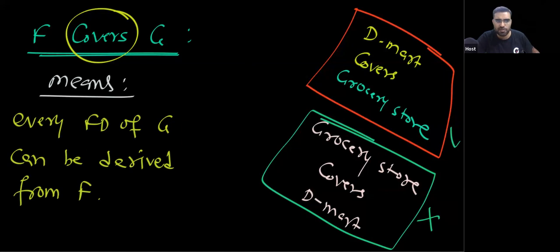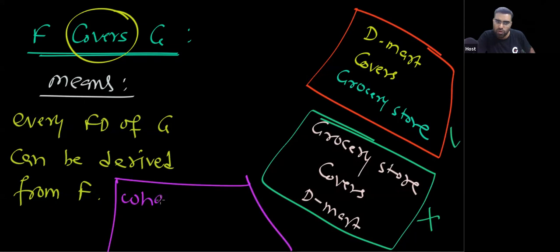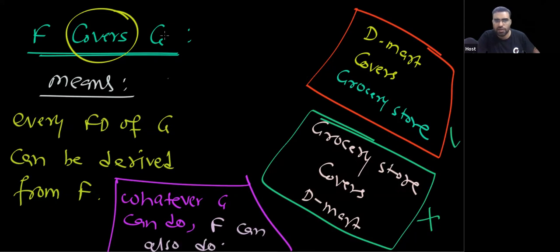Is this clear? Please let me know. So every FD of G can be derived from F. So whatever G can do, F can also do. It is a very simple point: whatever G can do, F can also do. Understood? Did you understand this?